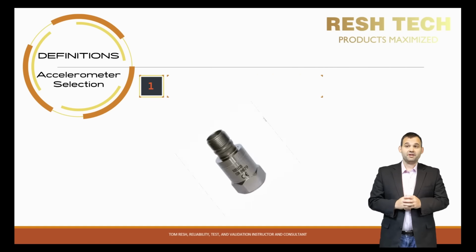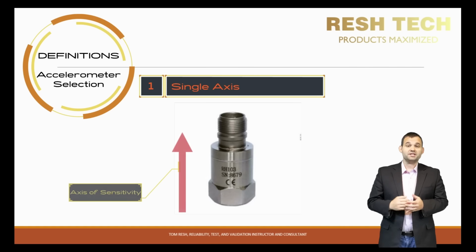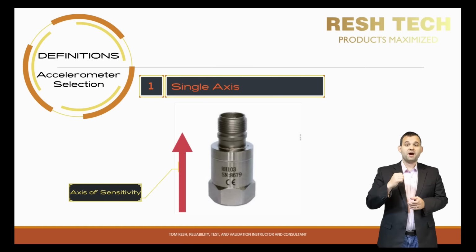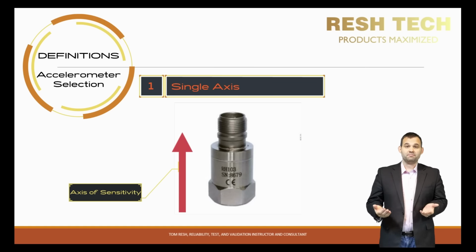The axis of sensitivity, when not indicated on the accelerometer, is typically the longest plane or surface of the accelerometer. Do not go by the accelerometer connector, as it can be placed in different locations and as a side post or a top post.